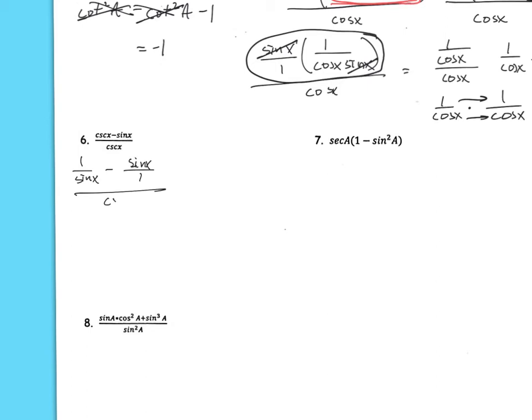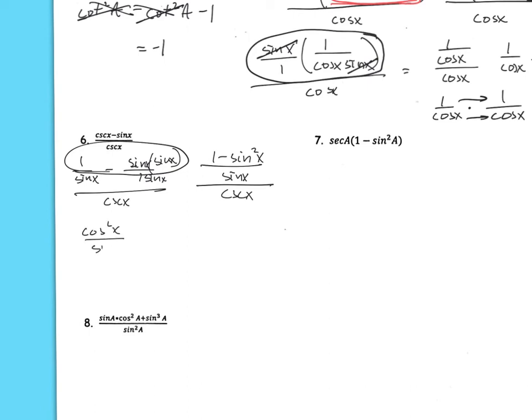I'm going to leave this cosecant just alone for 1 second. So I have only one denominator in this numerator, and that one denominator is sine. So I multiplied the bottom by sine, so I have to multiply the top by sine. So now across the top I have 1 minus sine squared. Well, 1 minus sine squared is cosine squared. So now I have cosine squared over sine divided by cosecant.